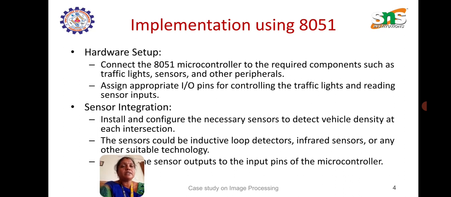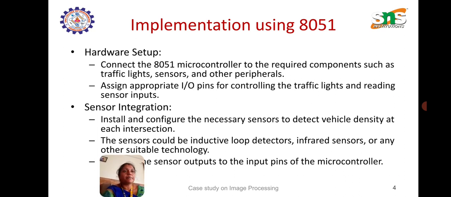8051 is a microcontroller. Implementing a density-based traffic light controller system using 8051 involves several steps. The first one is hardware setup. We have to connect the 8051 controller to the required components such as traffic lights, sensors, and other peripherals, assigning appropriate IO pins for controlling the traffic lights and reading sensor inputs. It can be connected through ports. There are 4 ports in 8051.